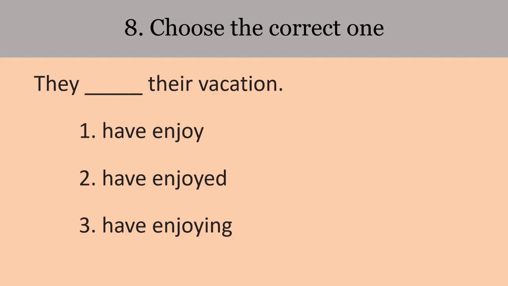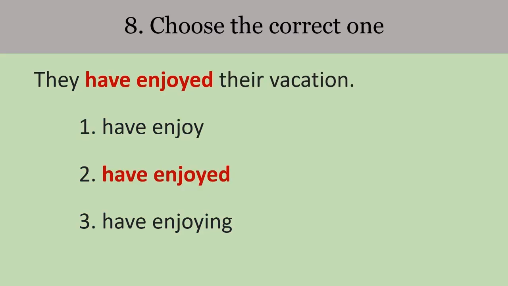In question number 8 again, we have to choose the correct form of the verb to be filled in the blank. They, verb is required, their vacation. You have three choices. Have enjoy, have enjoyed, have enjoying. You have to choose one of them which is correct to fill the blank. The answer to question 8 is the second choice, have enjoyed. They have enjoyed their vacation.